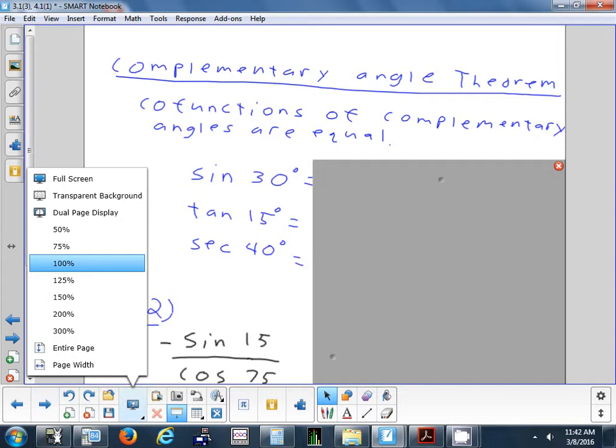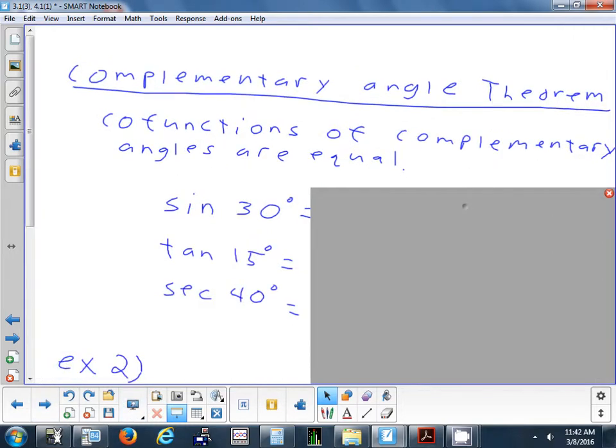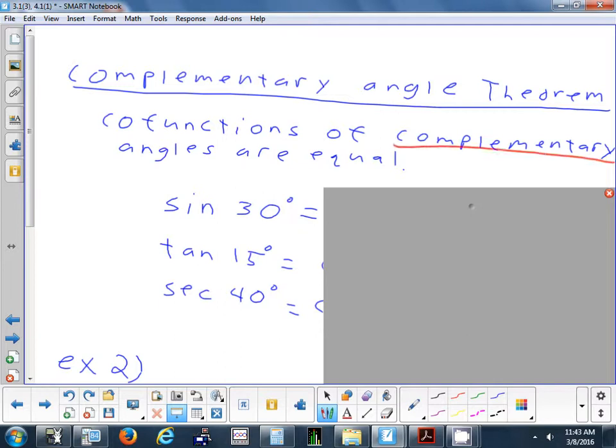Okay, so we'll look at a few examples, and then that'll be it. Right, so using the complementary angle theorem, I want to fill in what goes on the right here. So I have to think of two things. I have to look at what's on the left, and the first thing I have to do is look at the function, and in my head, figure out what's the cofunction. Okay? After I figure that out, I have to look at the angle, and then ask myself, what's the complement of that angle? What do I add to it to get 90?